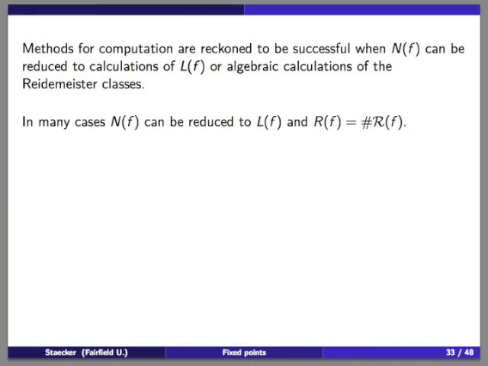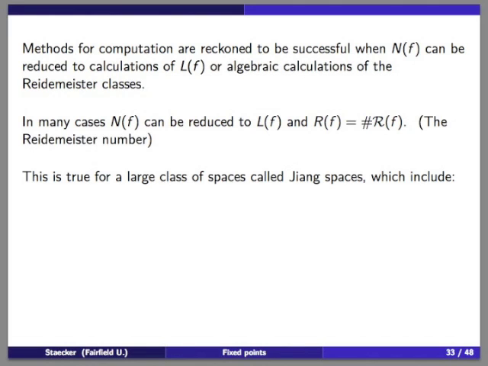In many cases, the Nielsen number can be reduced to the Lefschetz number itself, and the Reidemeister number, that R of f, which is just the number of Reidemeister classes. A lot of times the Nielsen number only depends on those two, and those are reckoned to be really good situations. That means the Nielsen number can be computed entirely algebraically.